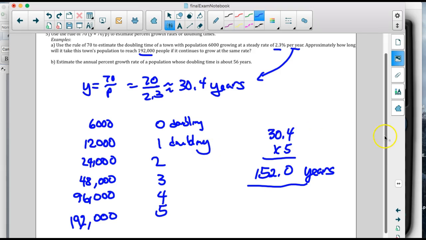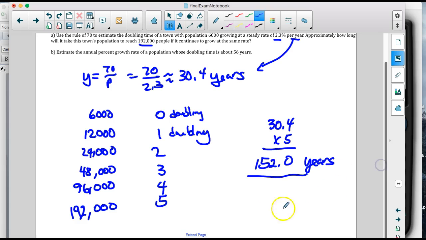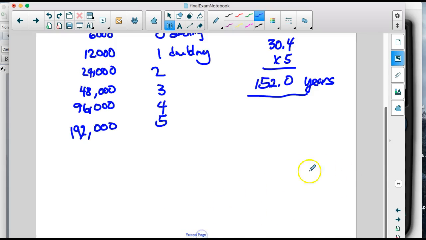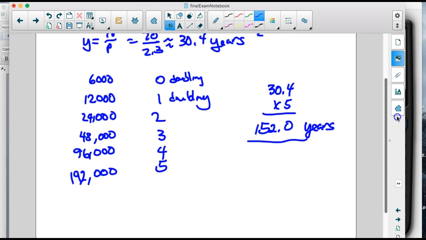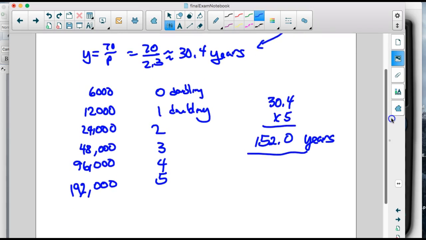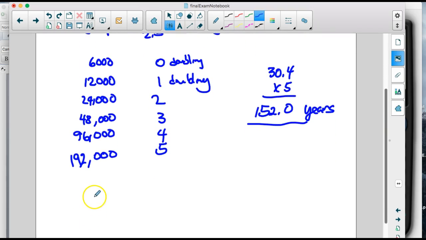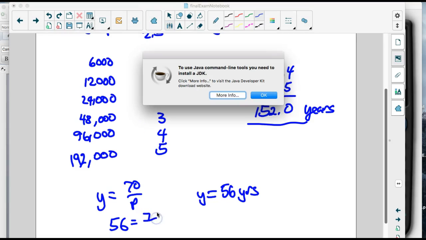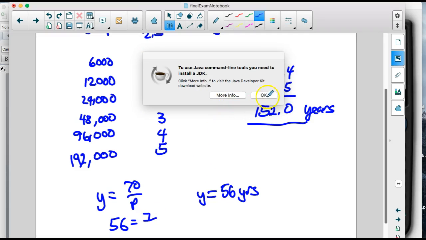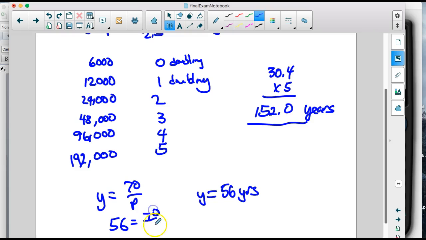All right, so on part B it says estimate the annual percentage growth rate when the doubling time is 56 years. In that one, we just use the formula in reverse. They gave us our number of years. It's 56, so we have y equals 70 divided by p, but y is 56 years. So we take 56 equals 70 divided by p, and we solve for p.